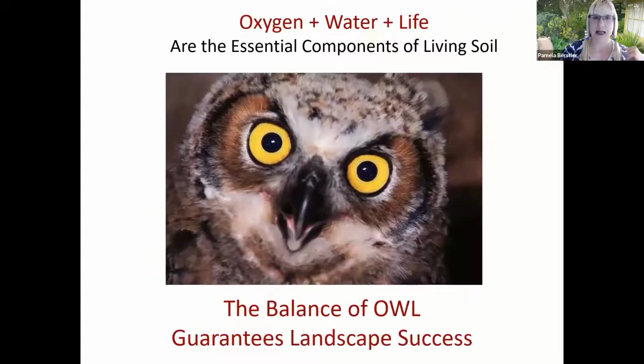And so, as we said, OWL is the only thing that you can do to create healthy living soil. It is the essential component of landscaping, of really all land management. And it's that balance of OWL that gives us a guarantee that we can actually make it through a time of drought or a time of deluge.